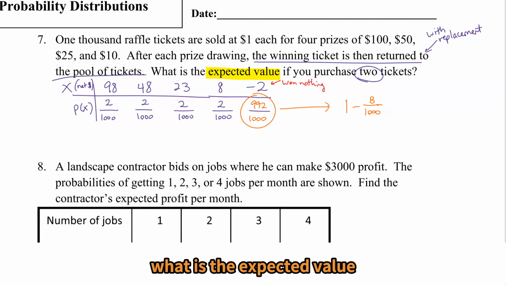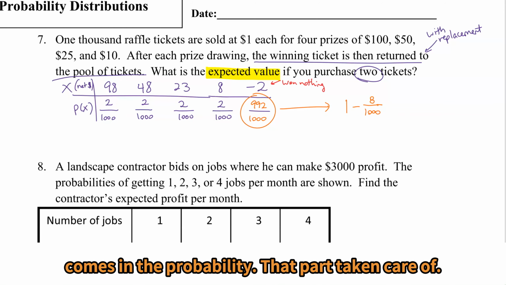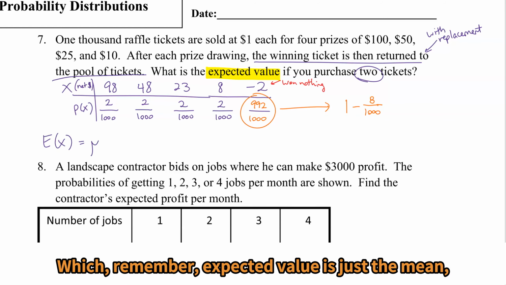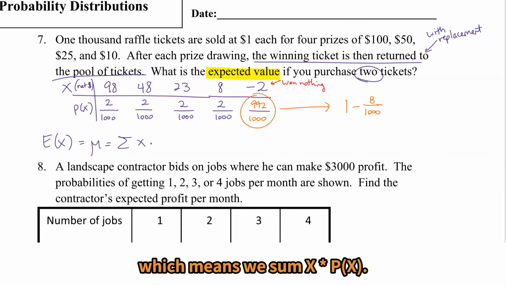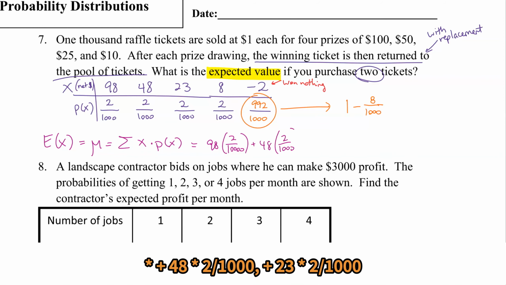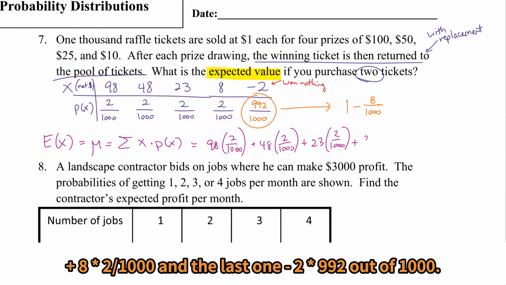And now that we've just created our probability distribution, we can try to answer this question. What is the expected value if we purchase 2 tickets? So the purchasing 2 tickets comes in the probability. That part's taken care of. Now we need to find the expected value, which, remember, expected value is just the mean, which means we sum x times p of x. So we'll take 98 times 2 out of 1,000 plus 48 times 2 out of 1,000 plus 23 times 2 1,000ths plus 8 times 2 1,000ths. And then the last one, minus 2 times 992 out of 1,000.